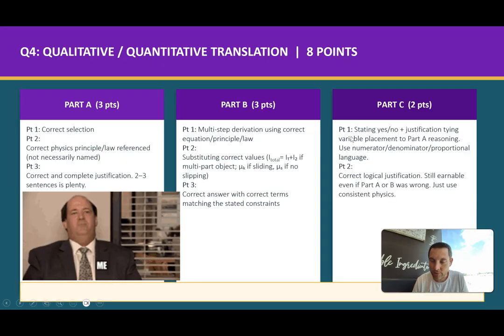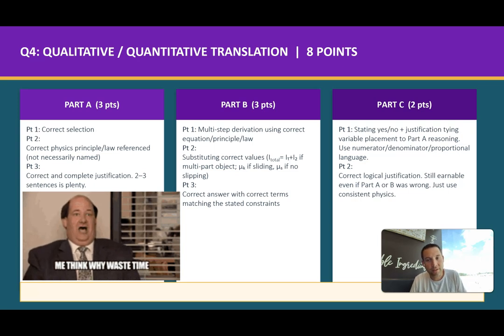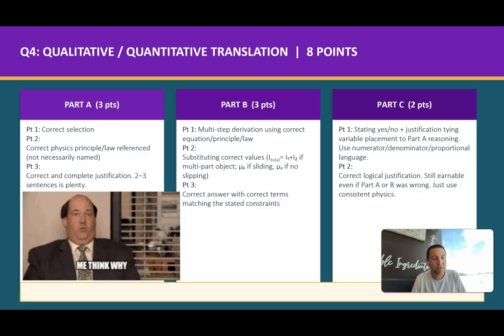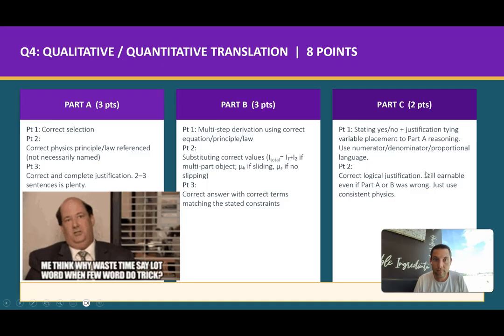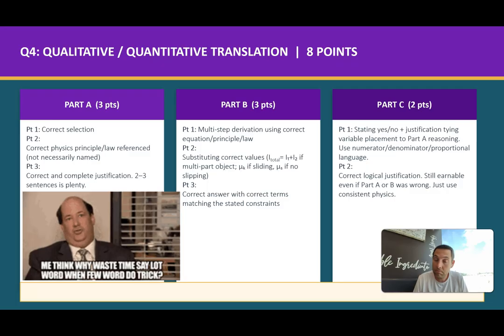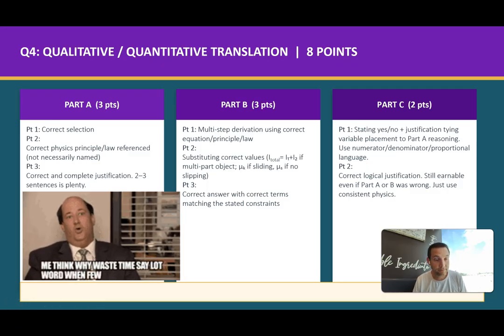Finally, the last point for all of your FRQ. Correct logical justification. You can still earn if part A or B was wrong. Just make sure you're using consistent physics. Also, if you find out that your argument over here for part C is saying one thing, and you realize you made a mistake in part A or B, maybe you've got time. Maybe you can fix it. That's it. Good luck.